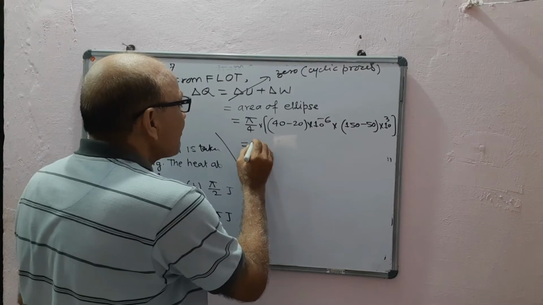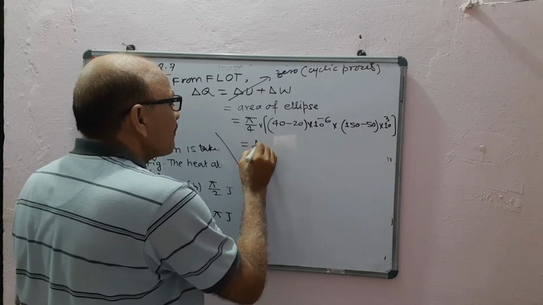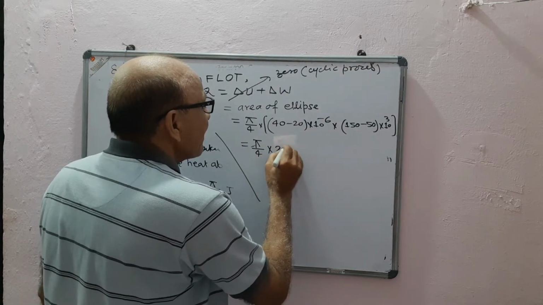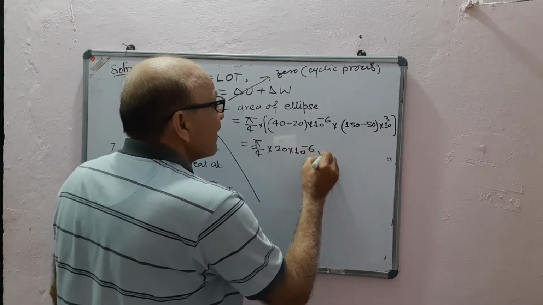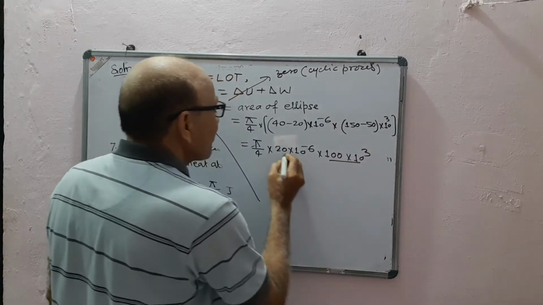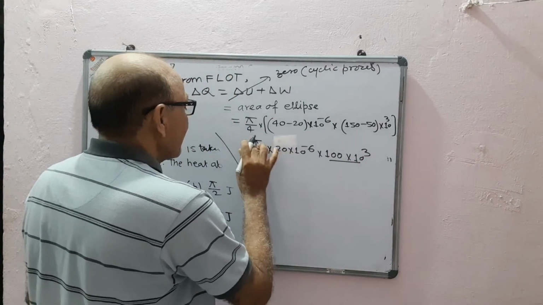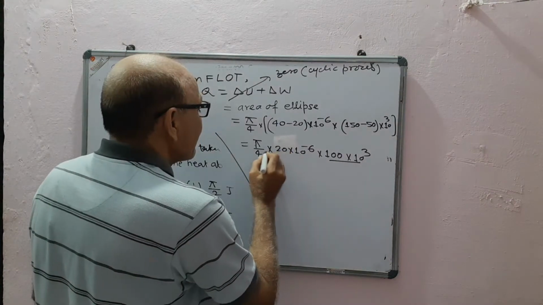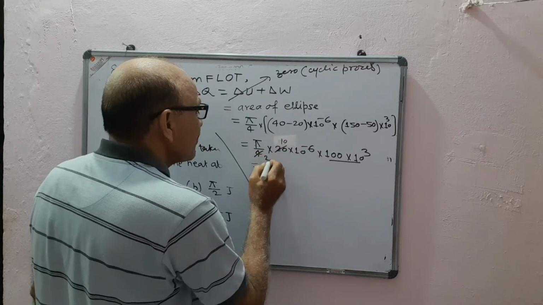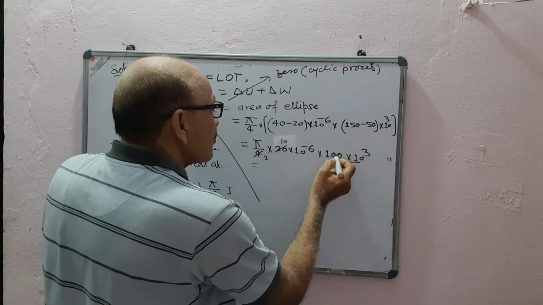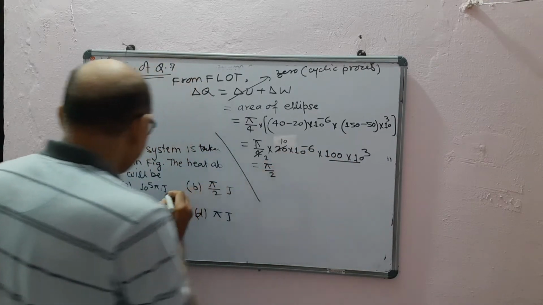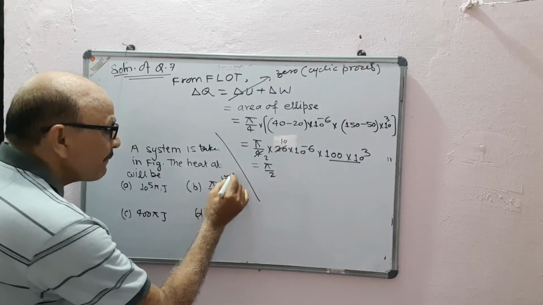So pi by 4 into 20 into 10 to the minus 6 into 100 into 10 to the power 3. The 10 to the power 6 cancels out, giving pi by 2. The answer is B.